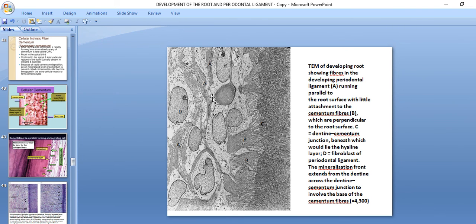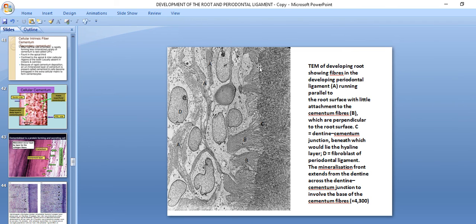This transmission micrograph shows the developing root fibers in the developing periodontal ligament. Here you can see these developing fibers of periodontal ligament, which are running parallel to the root surface with little attachment to the cementum fibers, and which are perpendicular to the root surface.